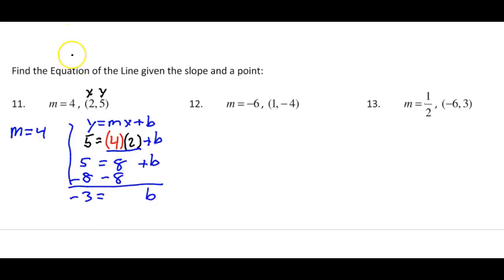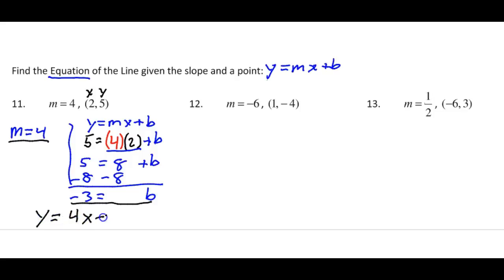So again, that's not the answer though. The answer is an equation, right? So we need to write something like this. y equals mx plus b. So just like the few problems we just did above, we have our slope, we have our y-intercept. So the equation is y equals 4x minus 3. And that's the final answer. Let's do that a few more times.